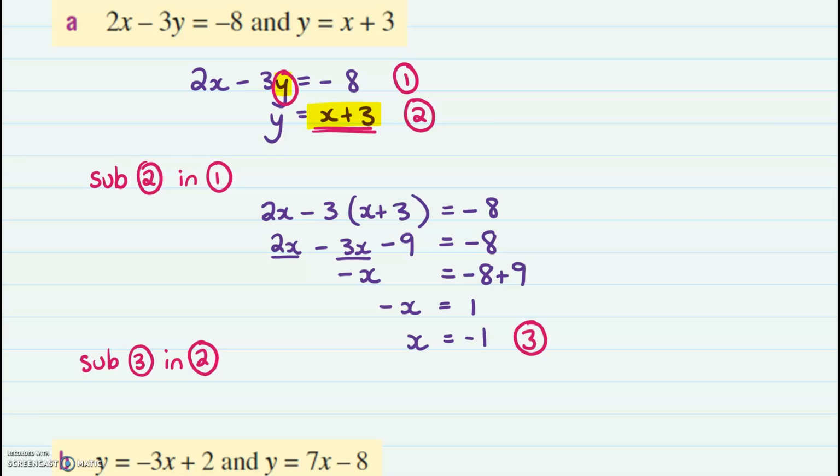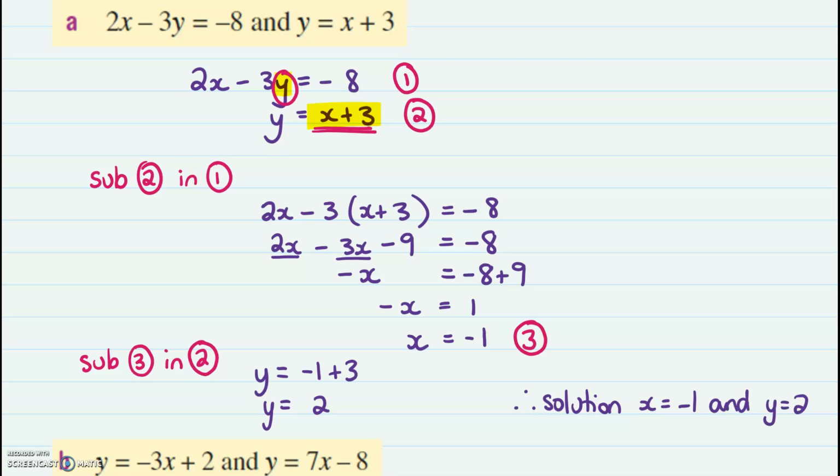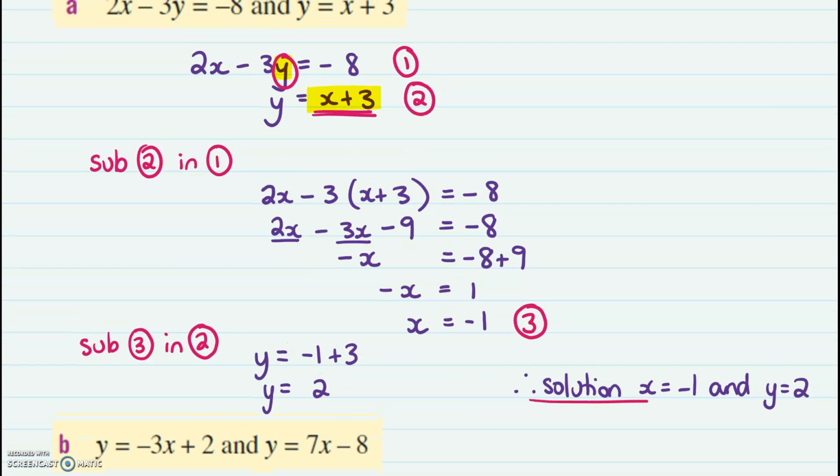So equation 2 was y equals whatever x is plus 3. So y equals, we've just found that x is negative 1, and it said to do plus 3, so y equals 2. So therefore our solution is that x equals negative 1 and y equals 2. And that was the same point that I found on Desmos. So when x is negative 1, y equals 2, it satisfies both equations.